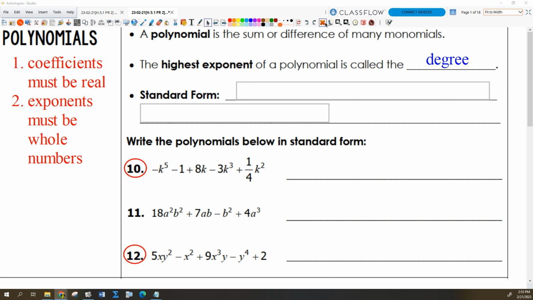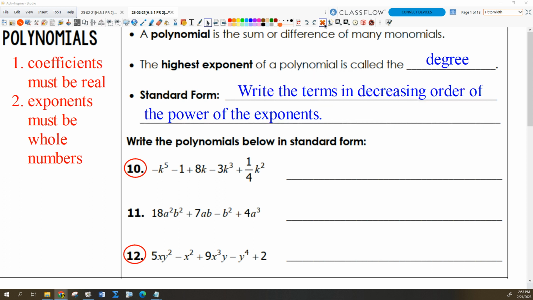Standard form of a polynomial: when we want to write a polynomial in its most simplified form, that's called standard form. All we do is write the individual monomials, which are just the terms in the polynomial, in decreasing power of the exponents.